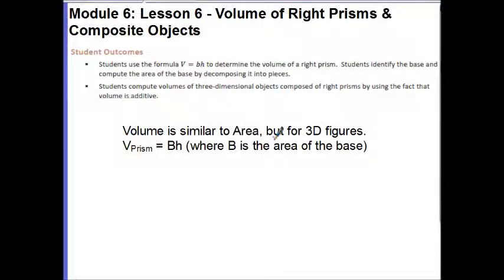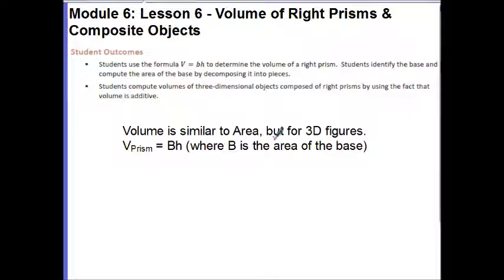Today's lesson is Module 6, Lesson 6, Volume of Right Prisms and Composite Objects. Your outcomes for today's lesson are: students use the formula V equals B times H to determine the volume of a right prism. Students identify the base and compute the area of the base by decomposing it into pieces. And students compute volumes of three-dimensional objects composed of right prisms by using the fact that volume is additive.